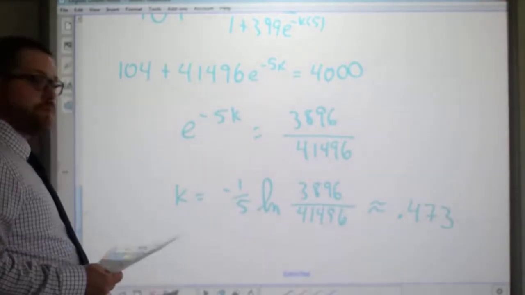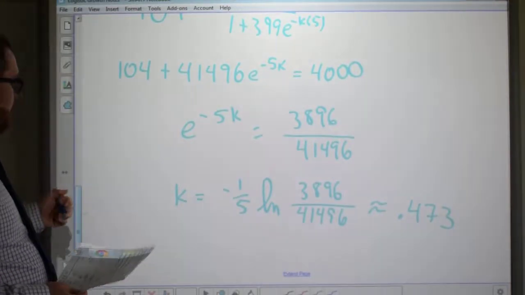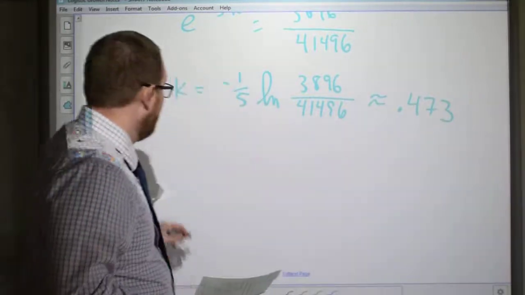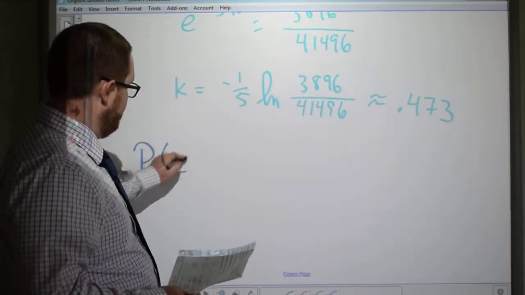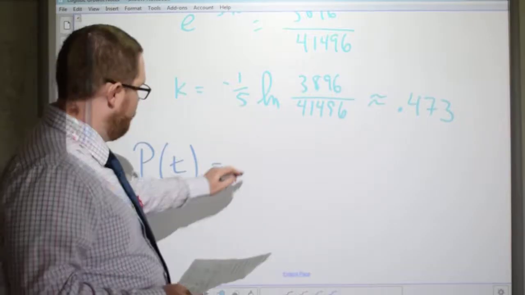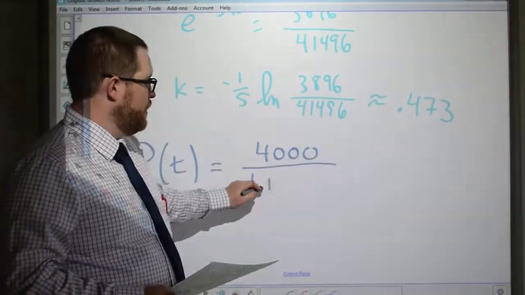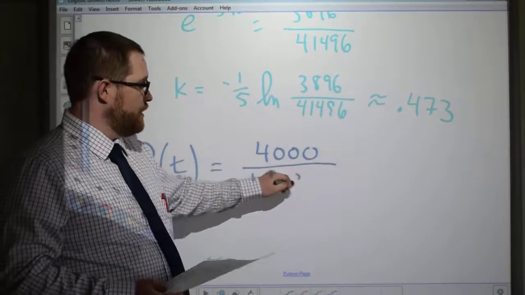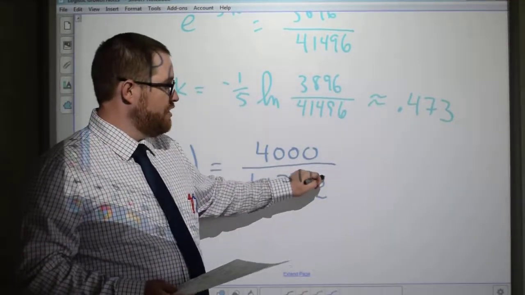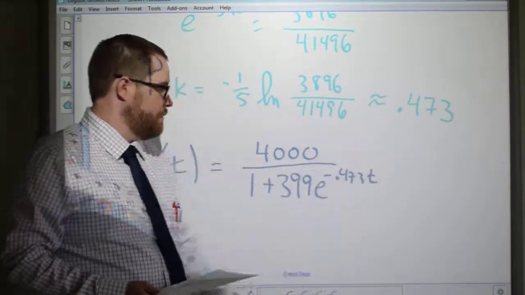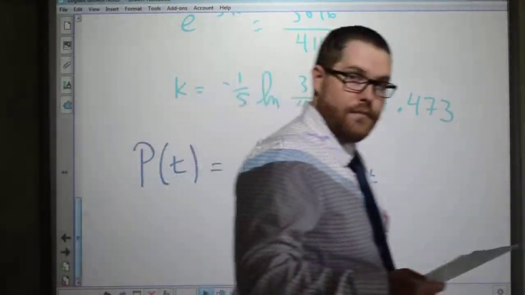Now let's answer the first part of the problem. It says, what's the model? Well, we now know B and we know K. So the population model is 4,000 on top, 1 plus the B we found earlier, which was 399, e to the negative kt. Okay?